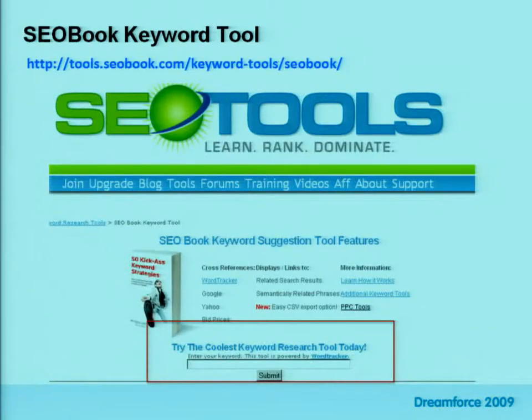An external tool outside of Google is the keyword tool on a website called SEObook.com. You can use this tool for free. You just need to sign up. They have a lot of paid-for tools, but this is a great free one.